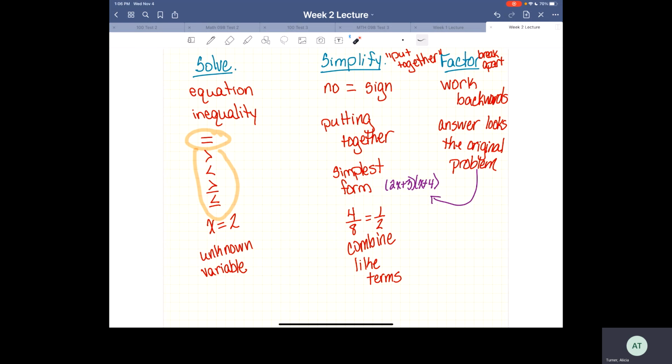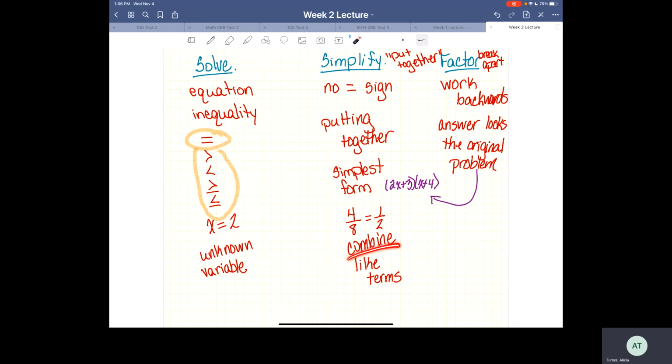The next thing that I want to talk about is simplify. We're going to do a few examples of simplifying today. But I want you to think about simplifying as putting everything together. We're adding, we're subtracting, we're multiplying. We're getting rid of those parentheses as much as we can. We're combining like terms. There is no equal sign when we are simplifying. Those variables are going to be part of our answer. We are putting everything together and trying to get it to its simplest form.